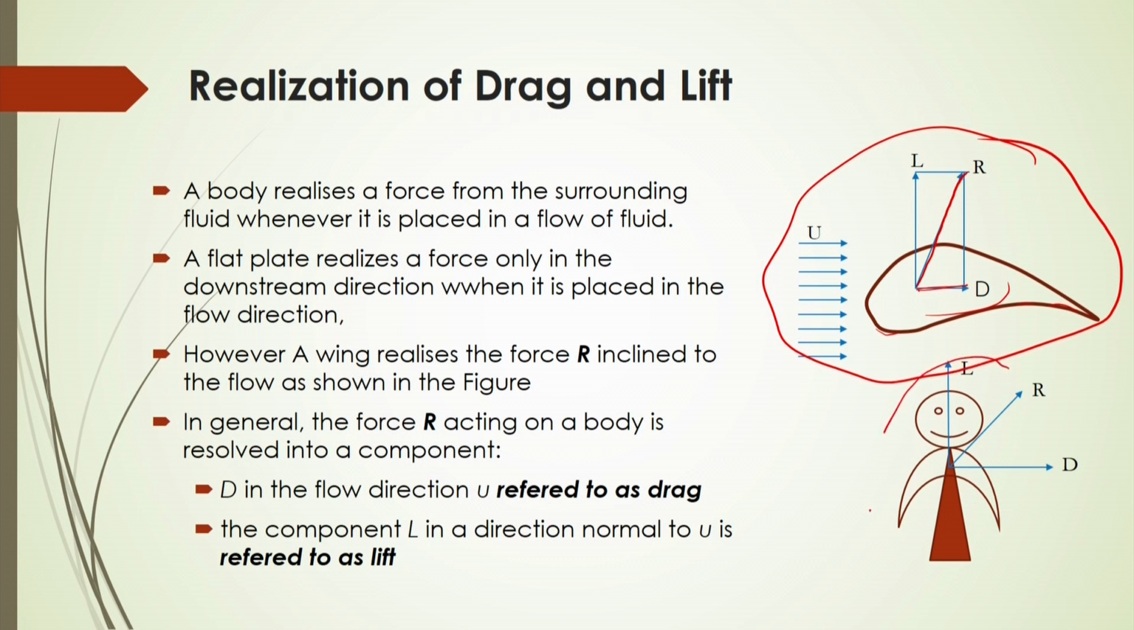In this case also, this is the object here. You will see if a fluid stream covers this body in a flow, then this object will realize a force R. That force will again be divided into two parts, D and L. And if the flow velocity is in this direction, then the drag force will be opposite to this direction, whereas in the normal direction there will be no lift.